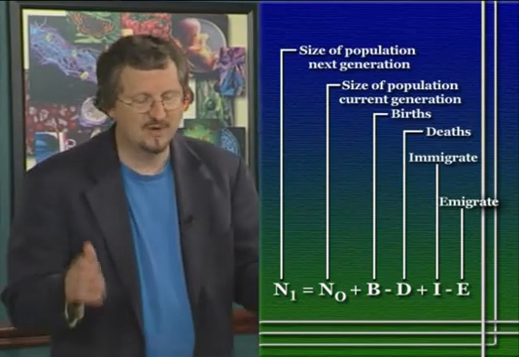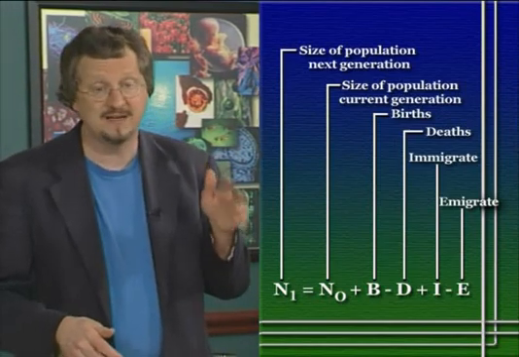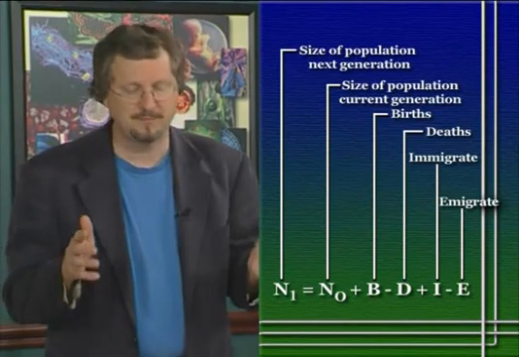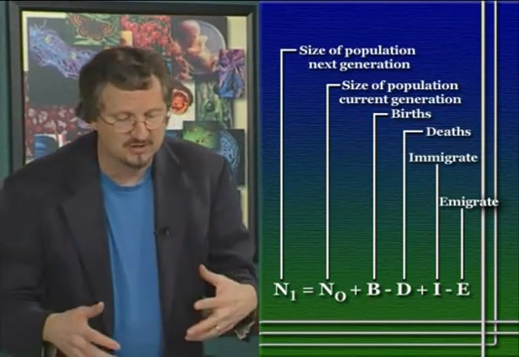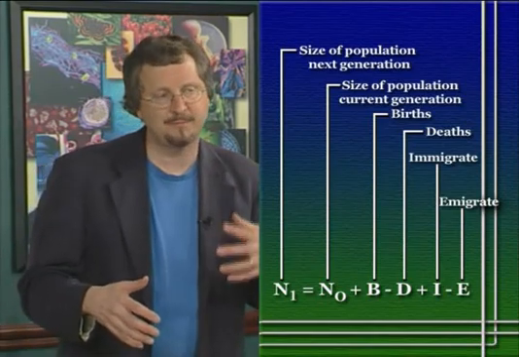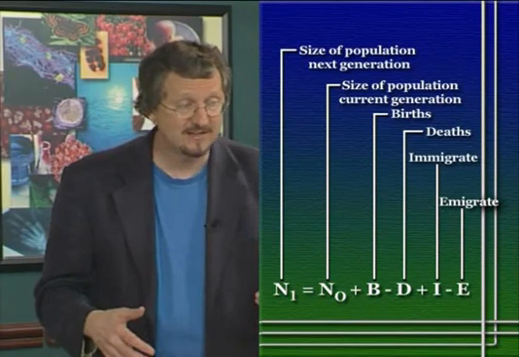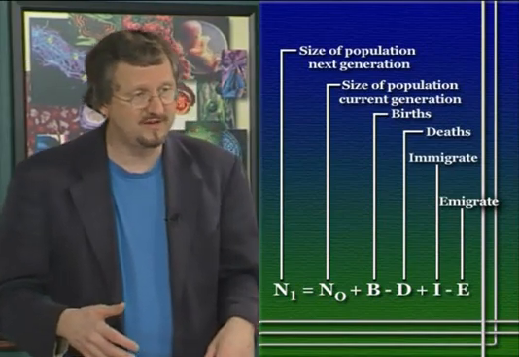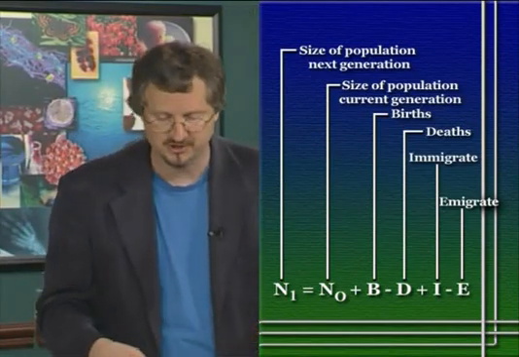So in English, the equation N sub 1 equals N sub 0 plus B minus D plus I minus E simply states that the size of a population in the next generation will be equal to the size of that population in the current generation plus all the individuals that have been added to the population by births and immigration minus all the individuals that have been subtracted from the population because of deaths and emigration.